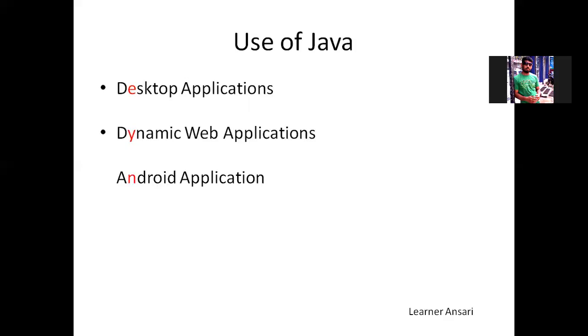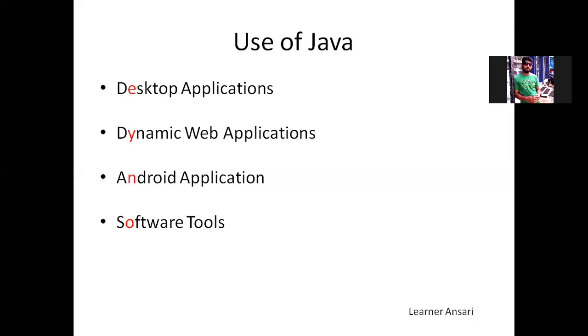And the major use nowadays: all Android applications are developed by using Java. Google announced Java as the official language to develop Android applications. If you want to become an Android application developer in future, you have to learn Java because all Android applications are being developed only using Java.